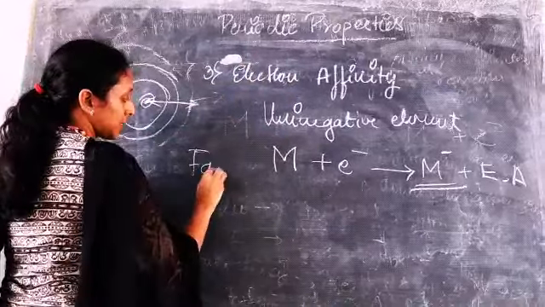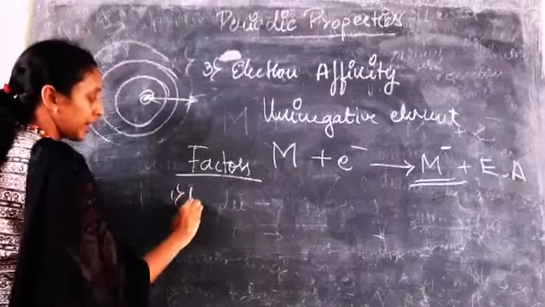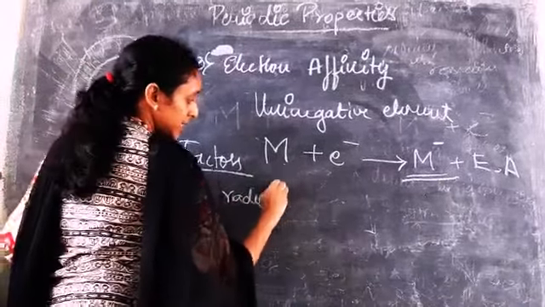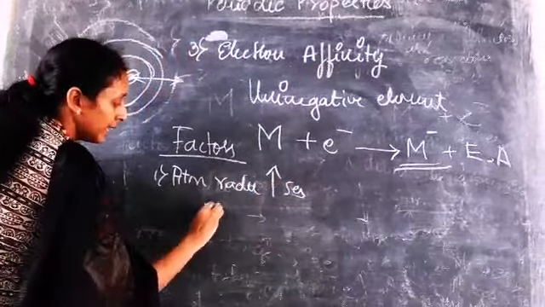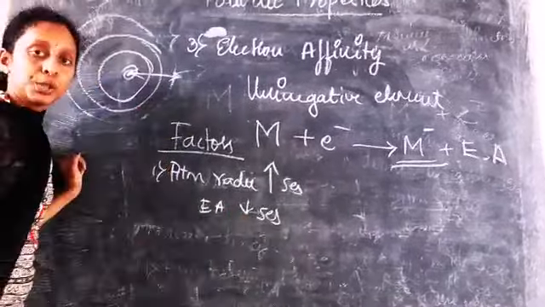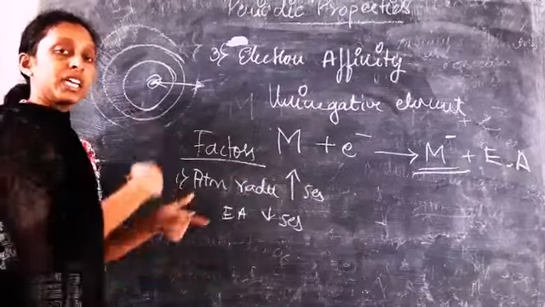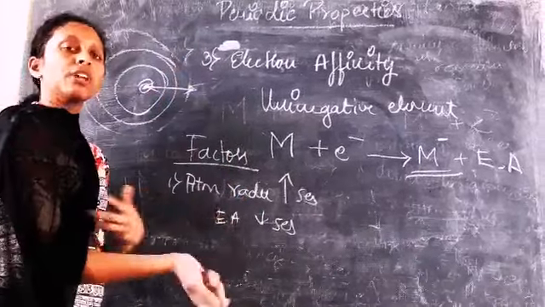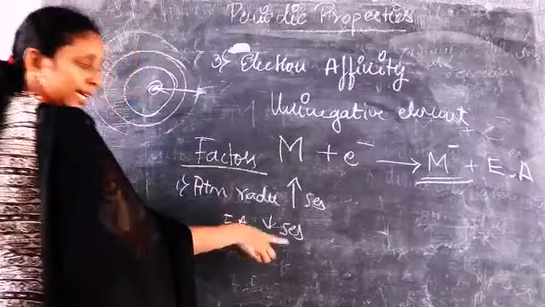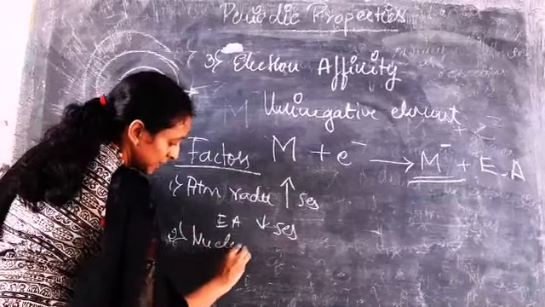So what are the factors? First one is atomic radii, as usual. As atomic radii increases, the electron affinity decreases. It is the same as the ionization potential. As the number of shells and atomic radii increase, taking up an electron will be very easy, so the electron affinity is very less. So it decreases.